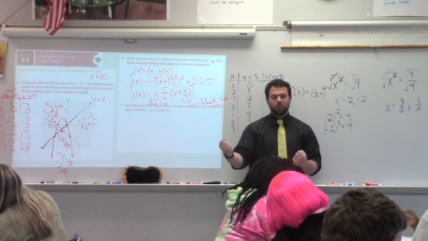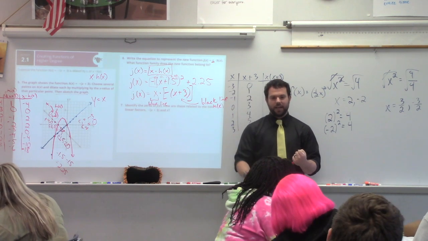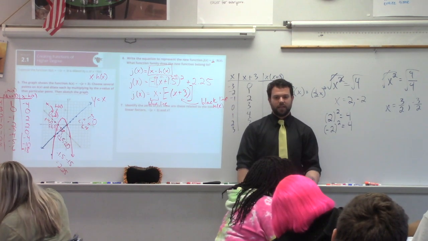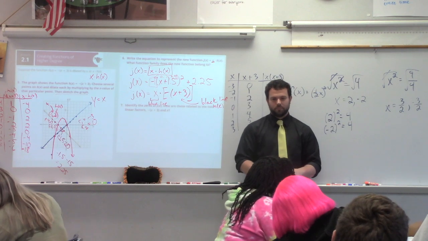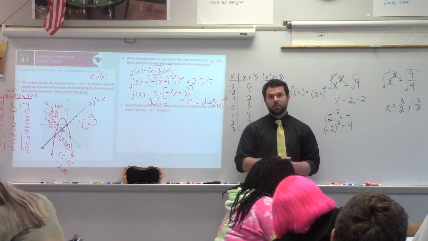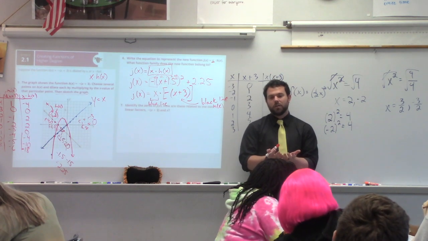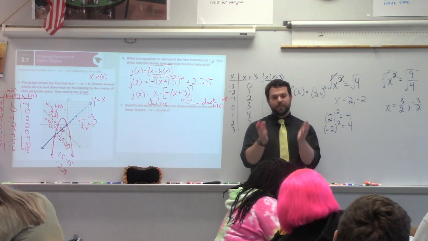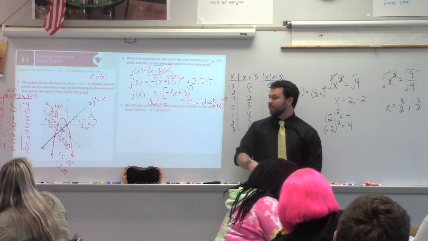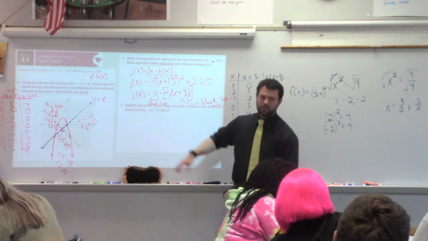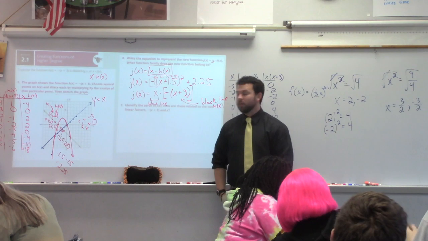A can be positive or negative. If A is positive, the parabola is concave up, and if A is negative, it's concave down. So A determines the concavity. Remember that A also connects to the reflection. If A is positive, it has not been reflected. If A is negative, it has been reflected down. All those ideas connect.